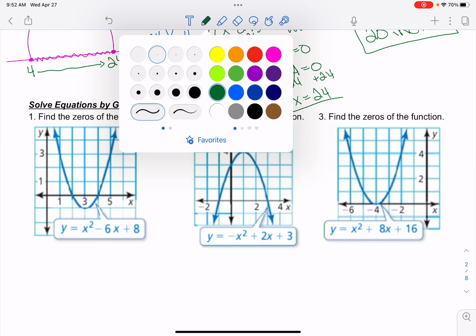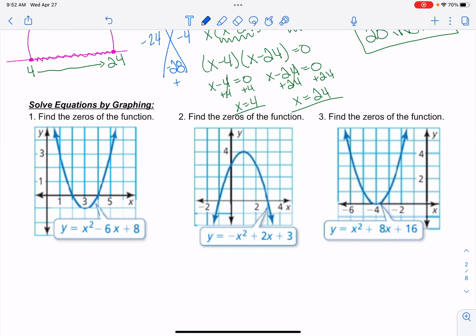All right, and then the last thing that we have to cover is solving equations by graphing. So this is actually very easy. It asks you to find the zeros of the function. Zeros of your function are just where your graph crosses the x-axis. So in number 1, we cross the x-axis here and here. So when x is 2 and when x is 4. And that's all it's asking.